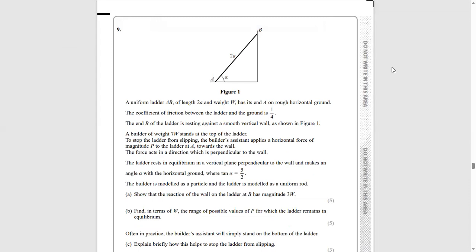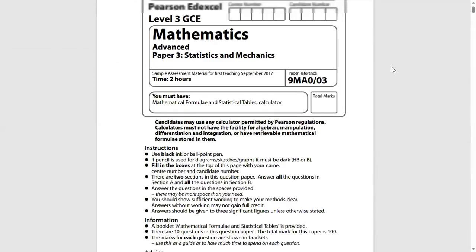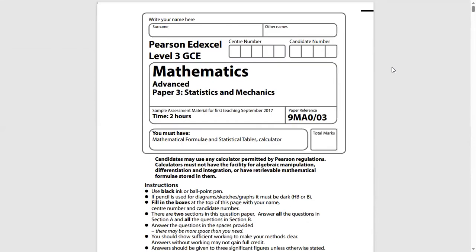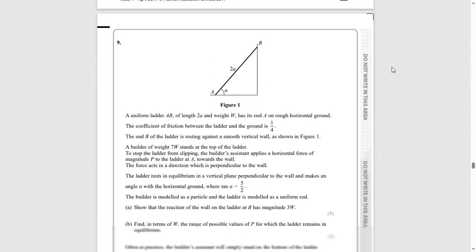So I'm going to answer this mechanics question, question 9 from the paper 3 Edexcel specimen paper, from the Edexcel syllabus. It's in the mechanics section of this paper. Even if you don't do Edexcel, you can still watch this video, because mechanics is mechanics across every exam board.